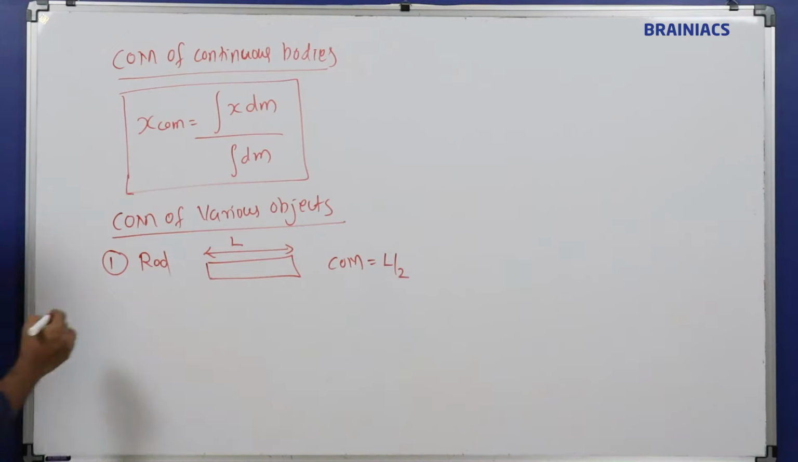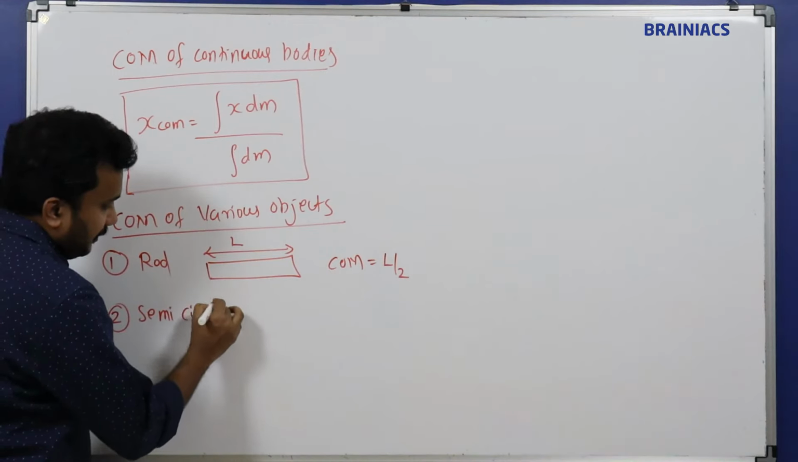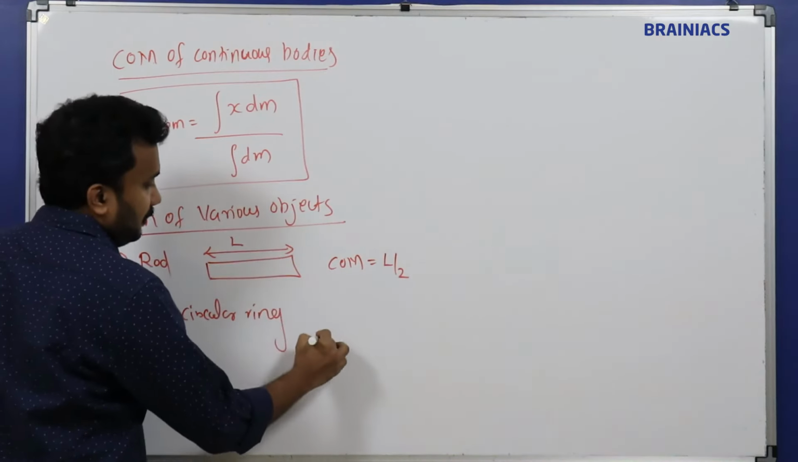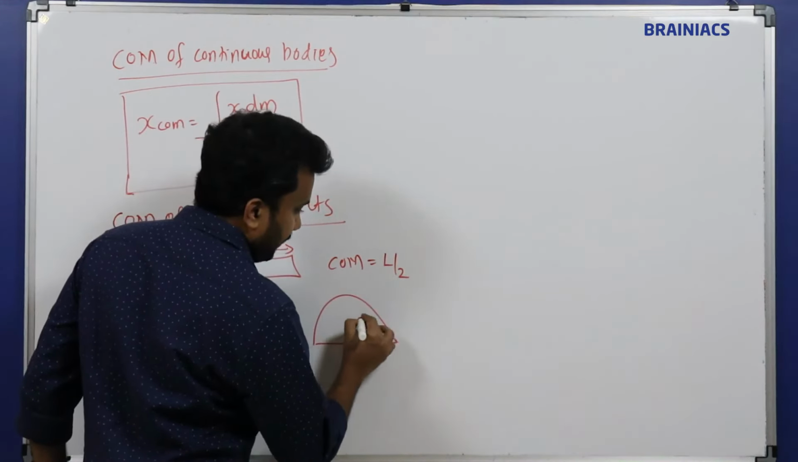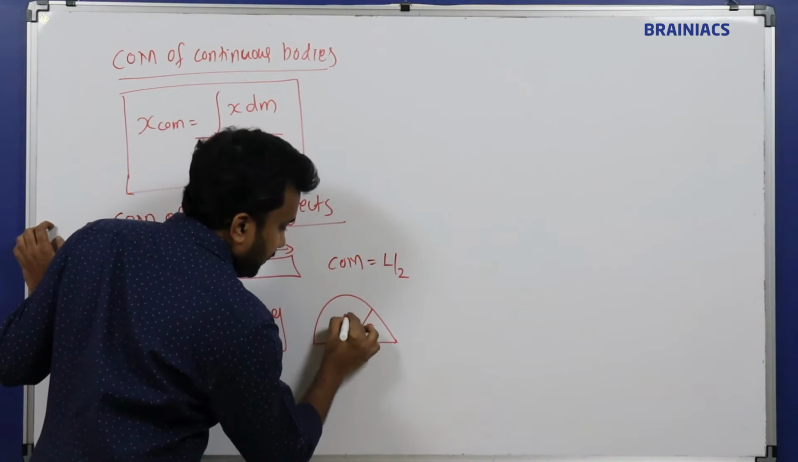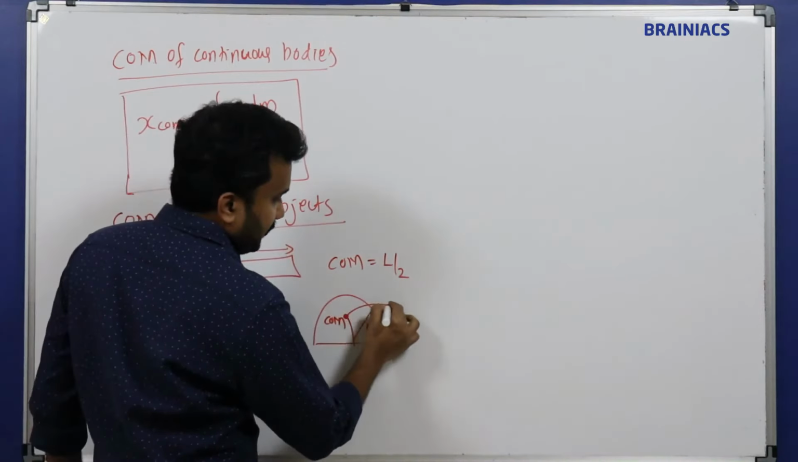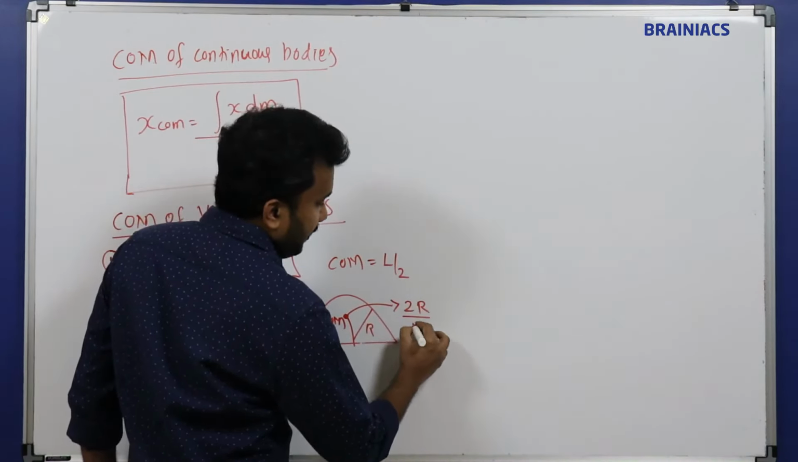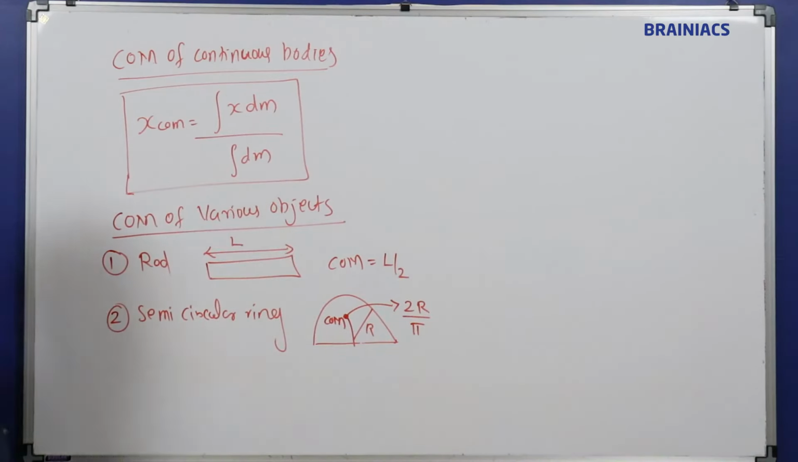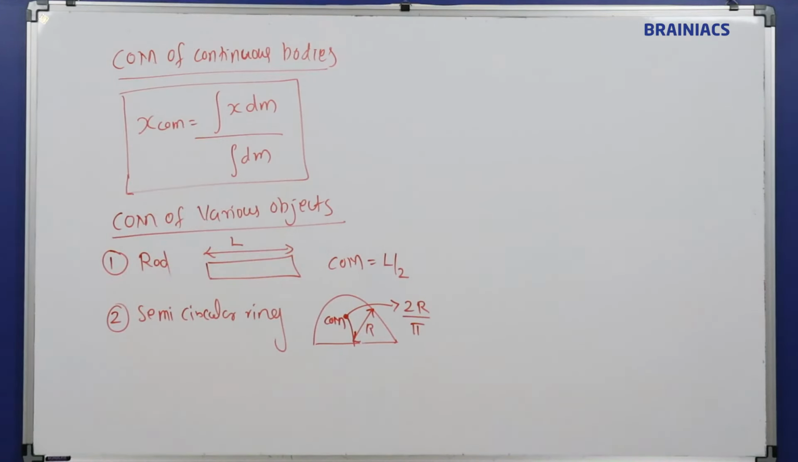Next one is the semicircular ring. You have to learn this. It is a ring having radius r. In this semicircular ring, the center of mass is located over here, at a distance of 2r by pi, where r is the radius. 2r divided by pi. This is in the case of a semicircular ring.